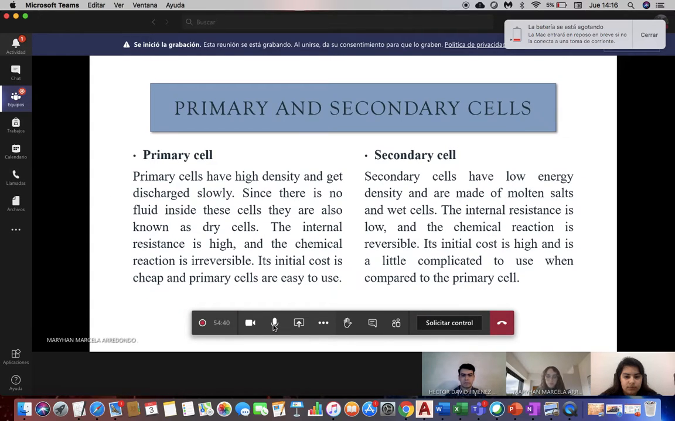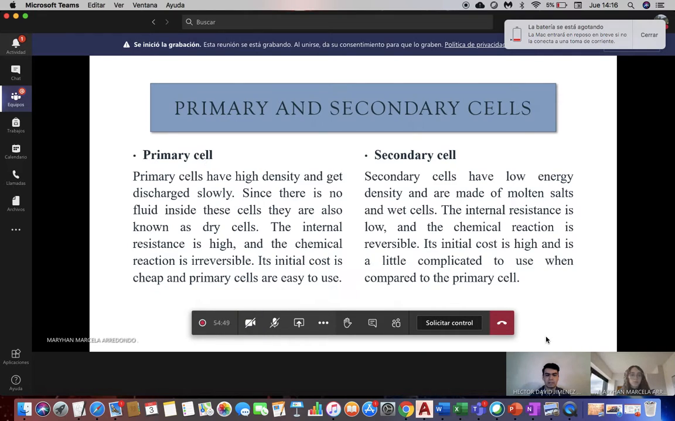There are two types of cells, the primary cell and the secondary cell. The first one, the primary cell, has high density and gets discharged slowly. Since there are no liquids or fluid inside these cells, they are also known as dry cells. The internal resistance is high and the chemical reactions are irreversible. Their cost is cheap and they are really easy to use.